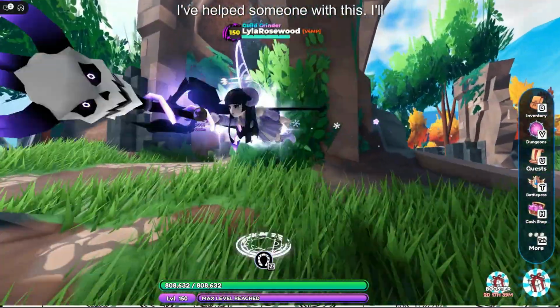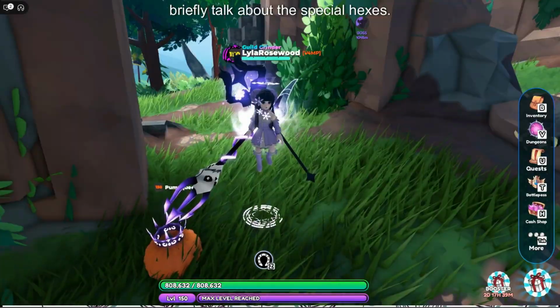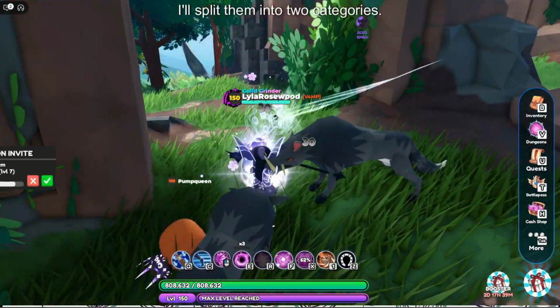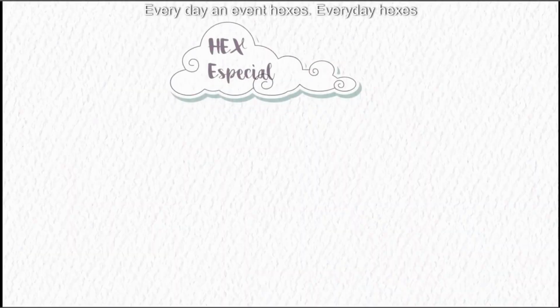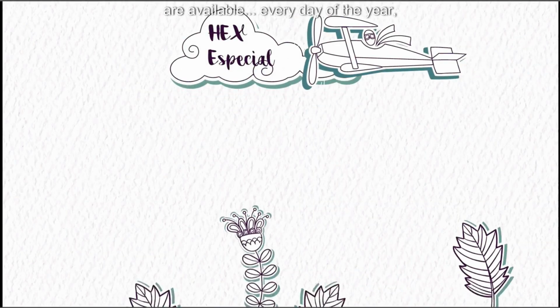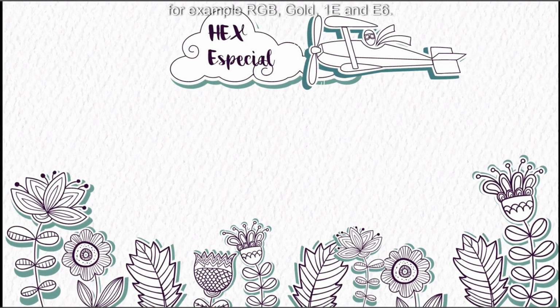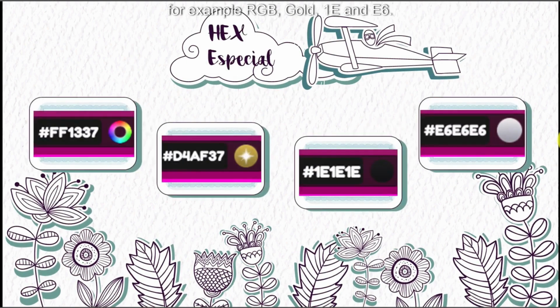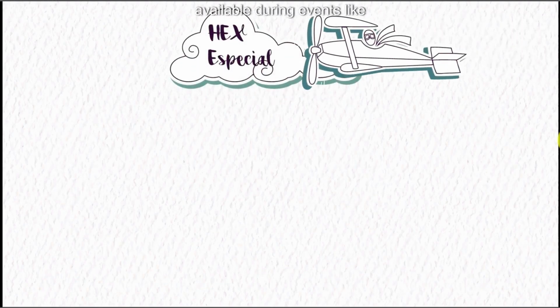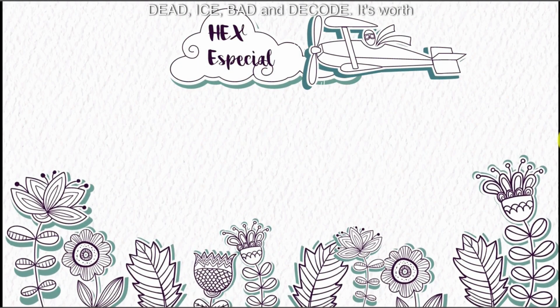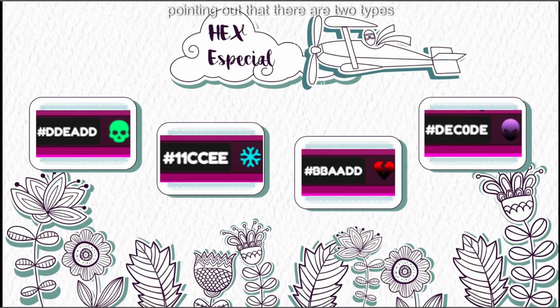I'll briefly talk about the special hexes. I'll split them into 2 categories, everyday and event hexes. Everyday hexes are available every day of the year. For example, RGB, Gold, 1E, and E6. Then there are those you'll find available during events like Death, Ice, Bat, and Decode. It's worth pointing out that there are 2 types of special hexes. Static color hexes with effects like Death or Ice, and others that actively change color like Bat or Decode.